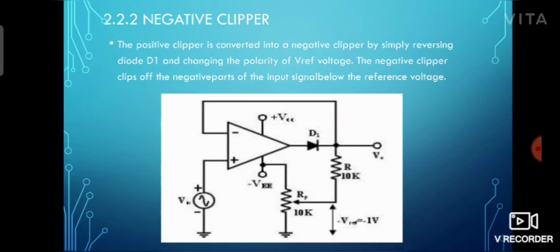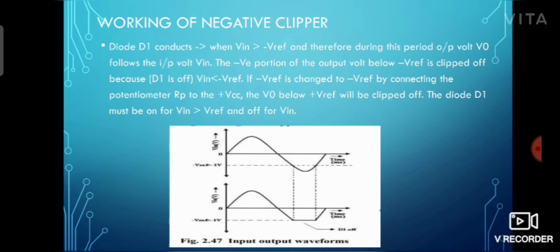Negative clipper. The positive clipper is converted into a negative clipper by simply reversing the diode D1 and changing the polarity of the V reference voltage. The negative clipper clips off the negative parts of the input signal below the reference voltage. The D1 conducts when V input is greater than minus V reference, and therefore during this period the voltage V0 follows the V input. The negative portion of the output below minus V reference is clipped off because D1 is off when V input is less than minus V reference.